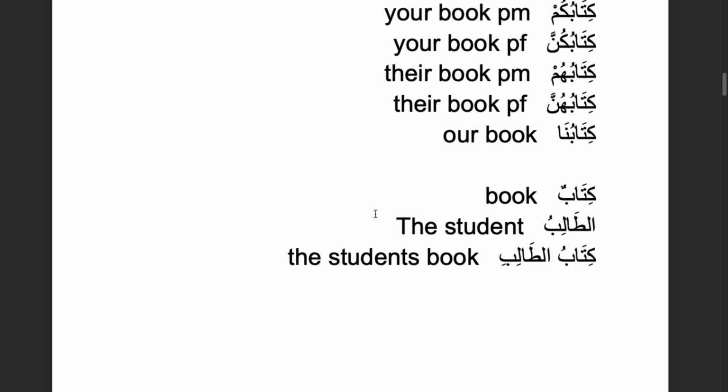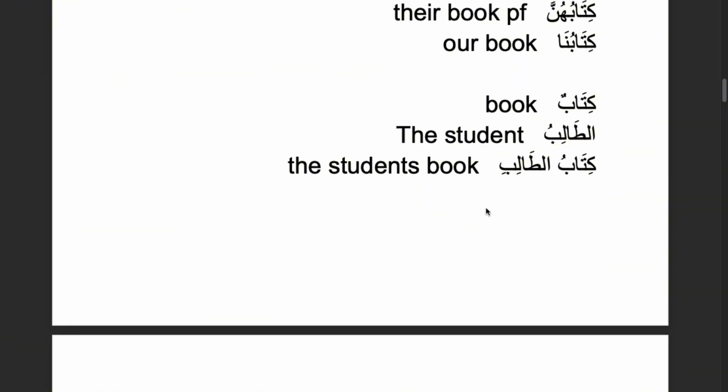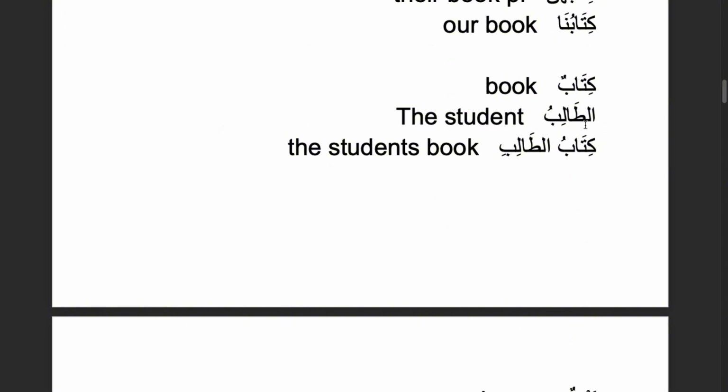So now we have something that we call mudaf ilay, which is associating words together, and it can also indicate towards possession as well. Not always, but it's quite often that it has this meaning. So we have kitabun again, which is just book. Then we have at-talibu, which is the student. So talibun would be a student. At-talibu, which is the student.